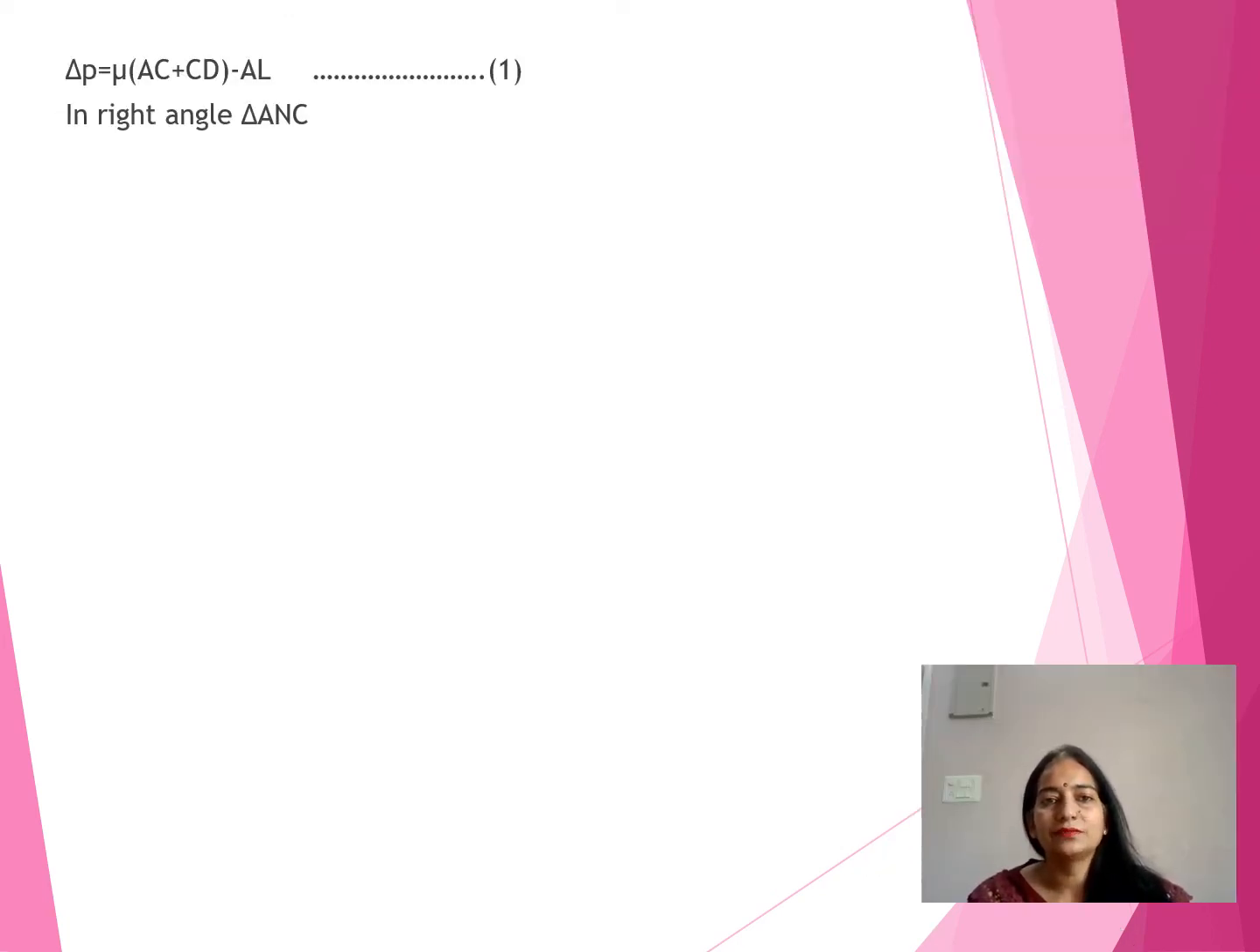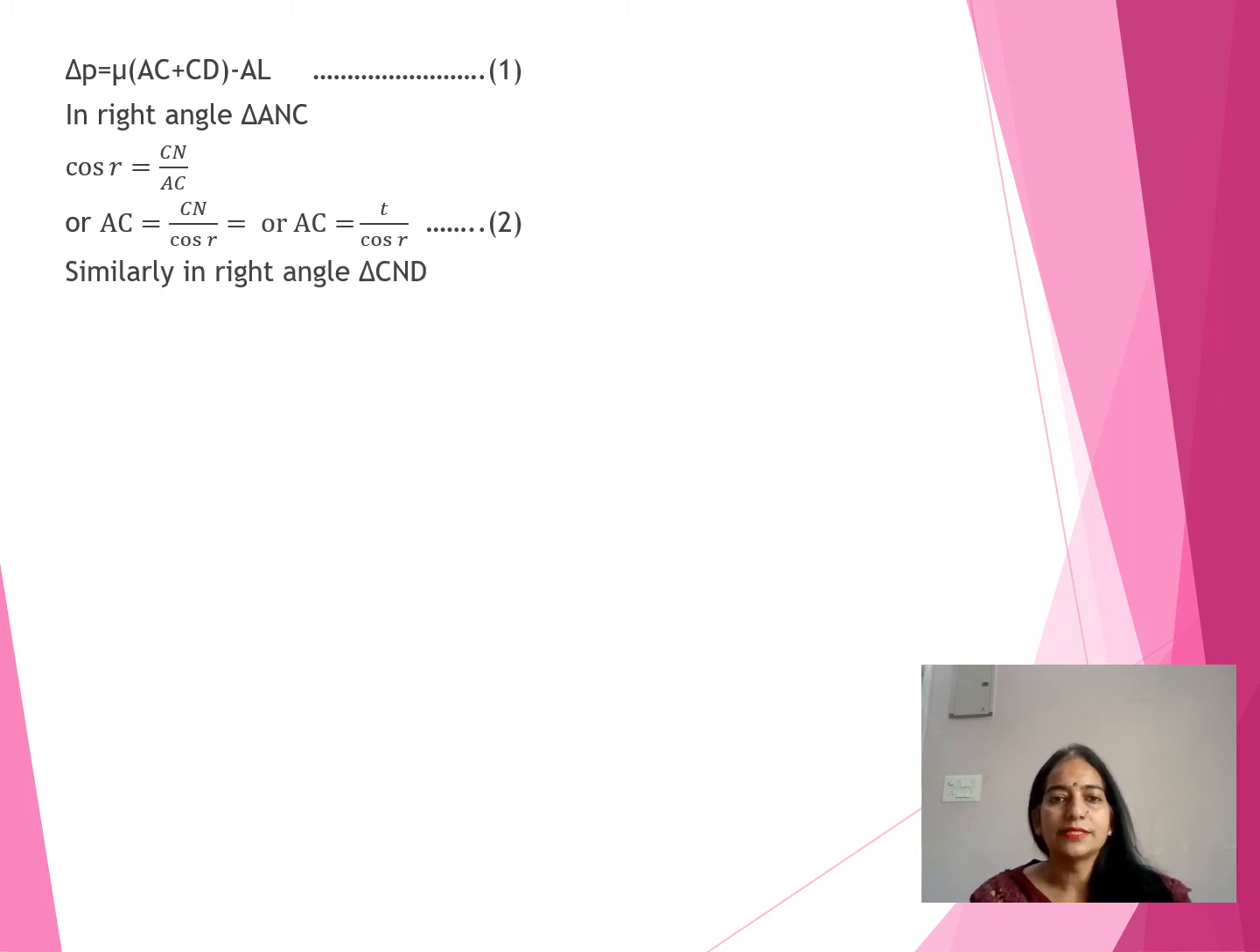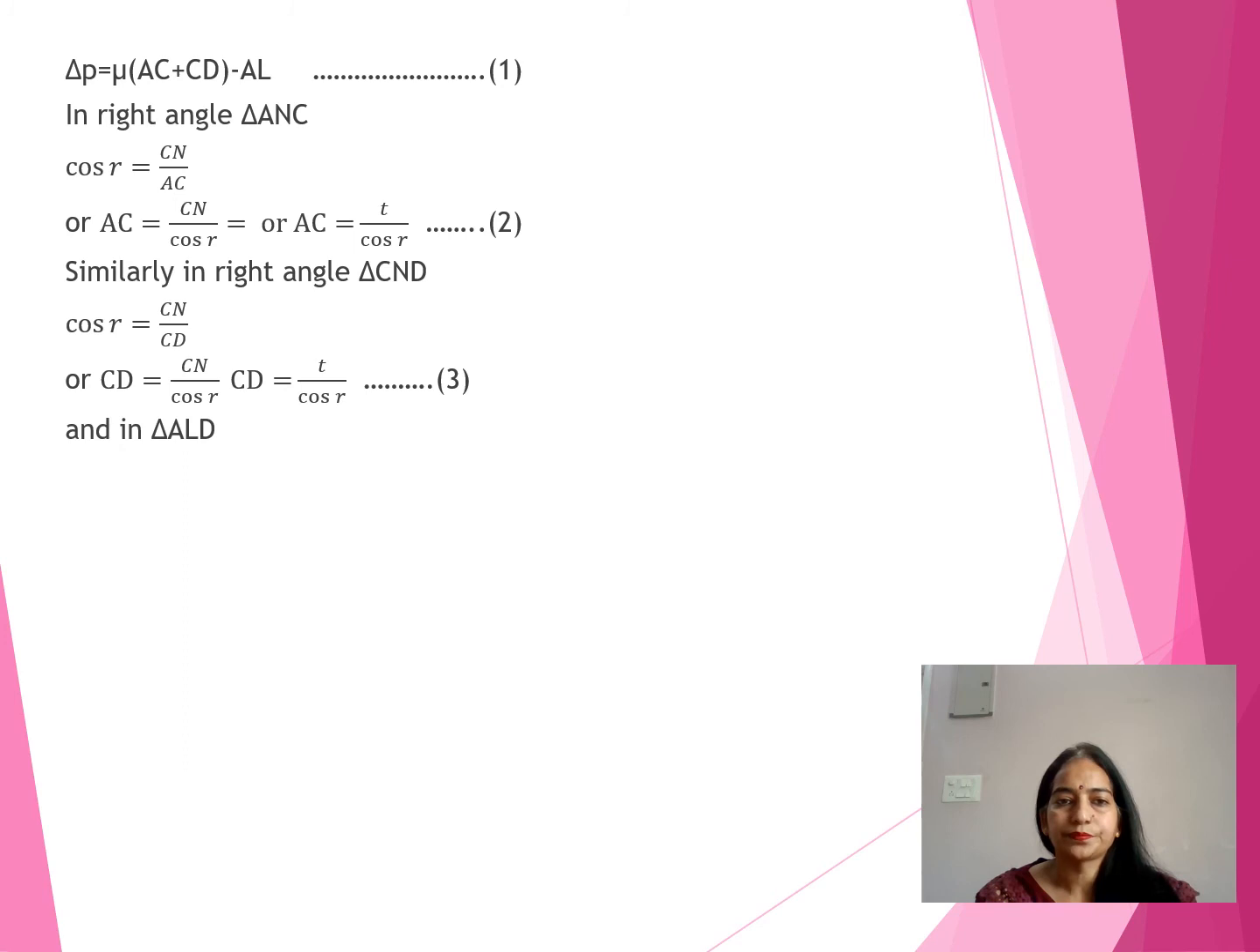So in right-angled triangle ANC, we use cos R equal to CN upon AC, so AC equal to T upon cos R. Similarly, in triangle CND, cos R equal to CN upon CD, so CD equal to T upon cos R. In triangle ALD, sin I equal to AL upon AD, so AL equal to AD sin I, that is, AL equal to (AN plus ND) sin I.